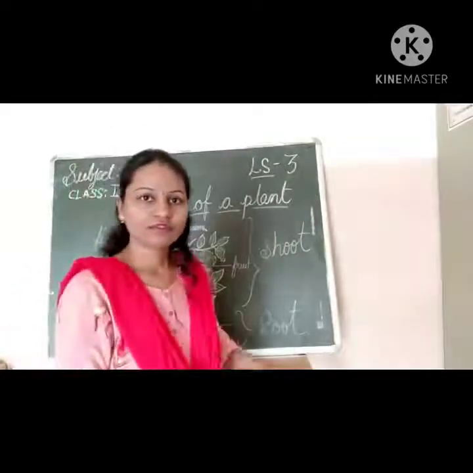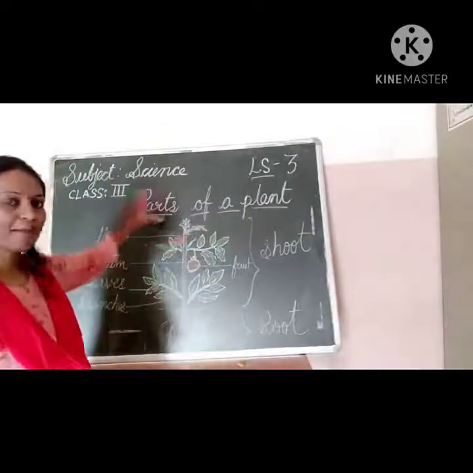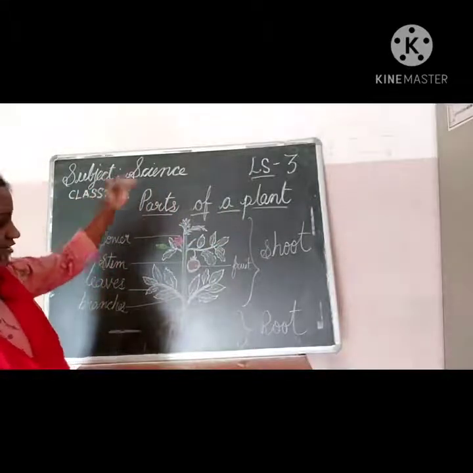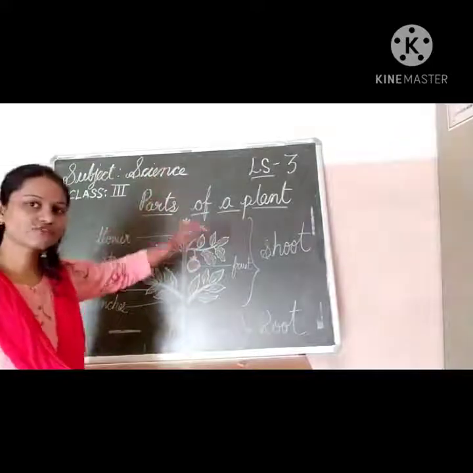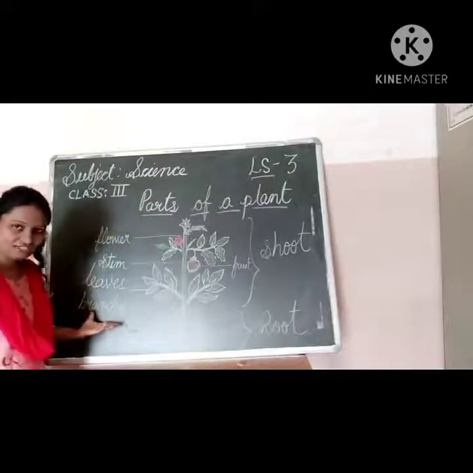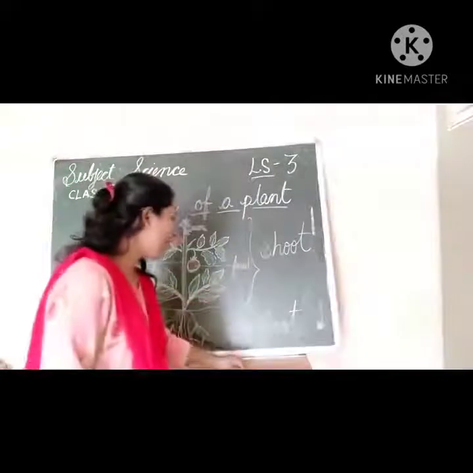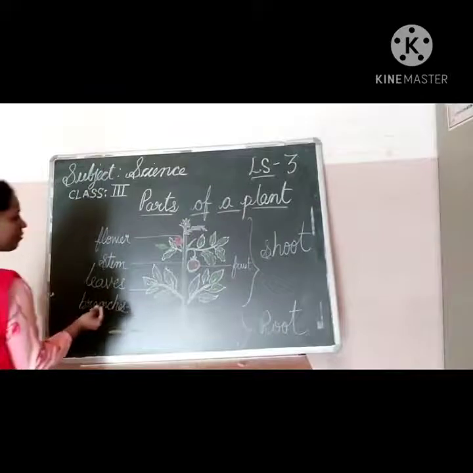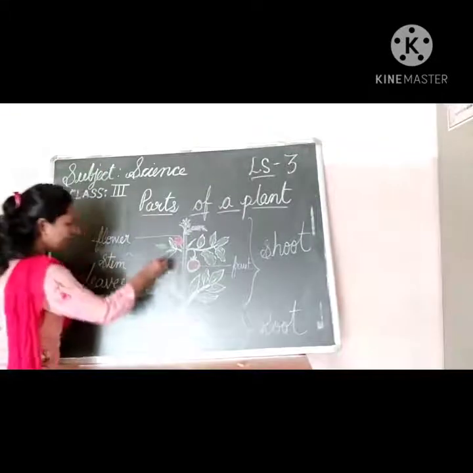Okay children, so you have understood all the parts of the plant. The plant is divided into two different categories. One is root, one is shoot. In the shoot, what are the different parts? Branches, leaves, stem, flower, fruit, and one more is also there. What is that? It is called bud.